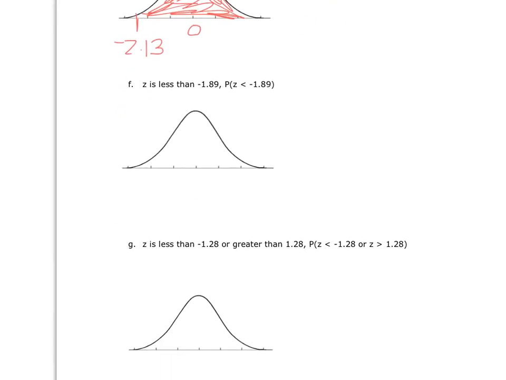All right, less than negative 1.89. So maybe something about right there. And we just want this little piece right here that is in the tail. We want to select the first option, for it to be less than, to the left of that value, and we get 0.0294.